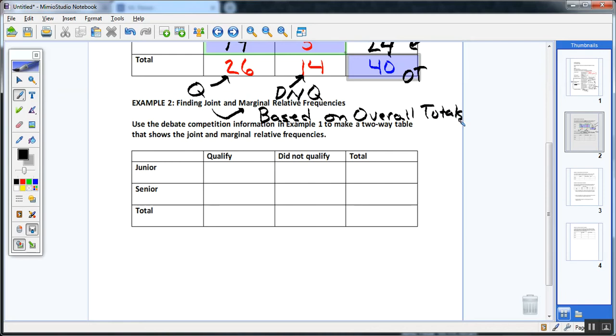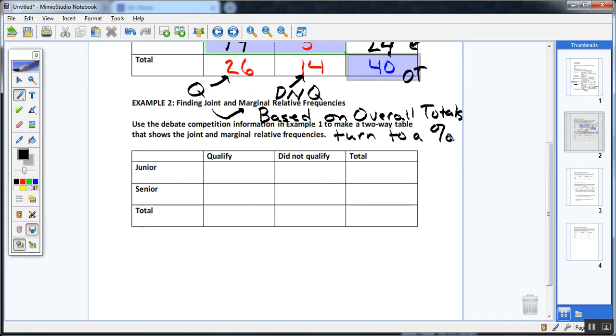So here's what they're saying. It says use the debate competition information in example 1 to make a two-way table that shows the joint and marginal relative frequencies. Joint and marginal relative frequencies are simply saying turn stuff into, anybody have a guess what the next word is? Percent, you bet. Okay, and we're probably going to turn it into a decimal. They leave them as a decimal. They don't really turn them to a percent, but it's like turning it to a percent.